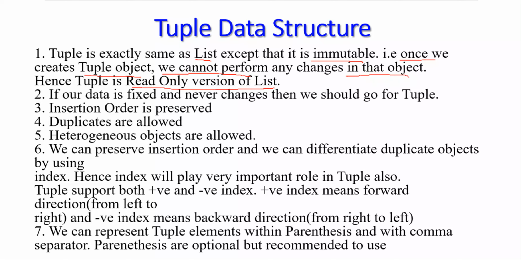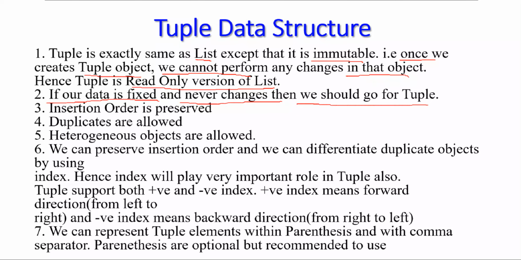In some situations, when you are writing programs, somewhere you want to fix your data. That data cannot be modified by anyone. If you have a set of objects and you want to fix those objects which cannot be modified further by anyone, in such cases you need a data structure. If you declare those objects in the data structure, those elements cannot be modified by anyone. In such applications, we can go with the tuple concept. So if our data is fixed and never changes, then we should go for tuple.